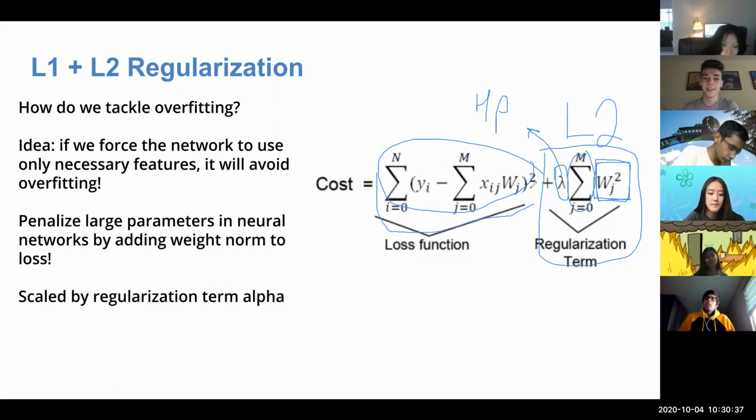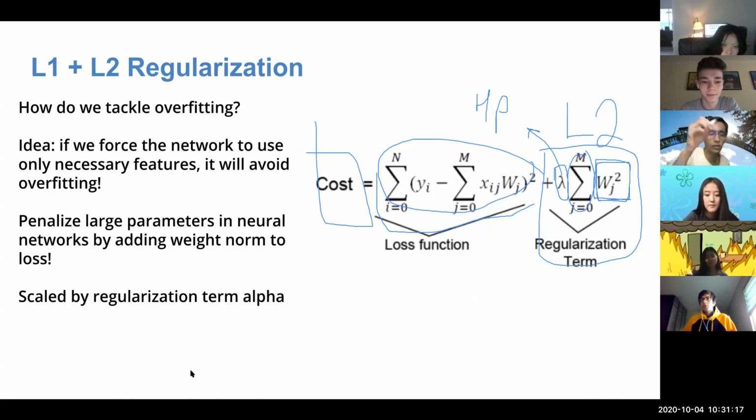So now you're defining your cost to be not only how well your model does predicting, but also how few weights it's able to use, how small its weights are. You tell the model that it's better to have small weights. And the regularization term is usually scaled by an alpha. In this case it's a lambda, but usually it's an alpha. It's just a different variable name.